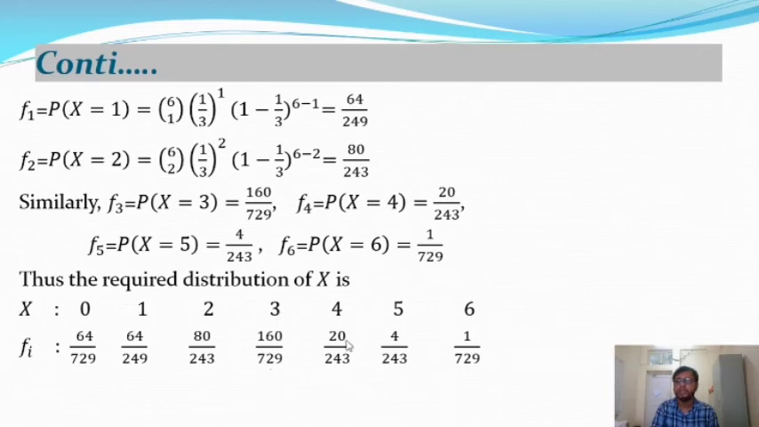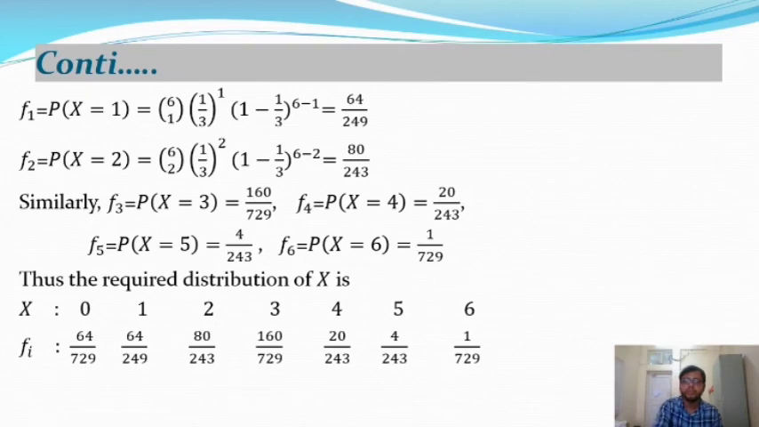At x is equal to 4, it will be 20 by 243. At x is equal to 5, it will be 4 by 243, and the last one, x is equal to 6, it will be 1 by 729. And this is the required distribution function of the following problem.